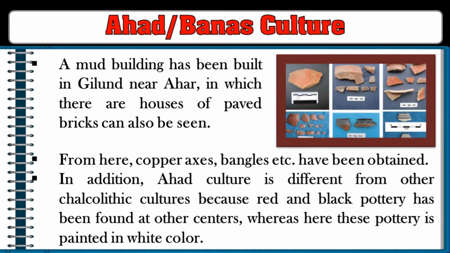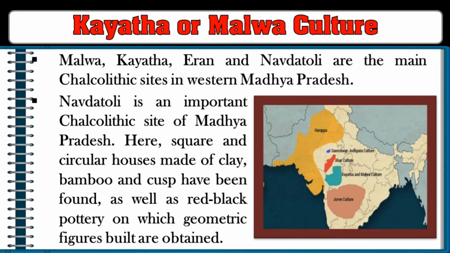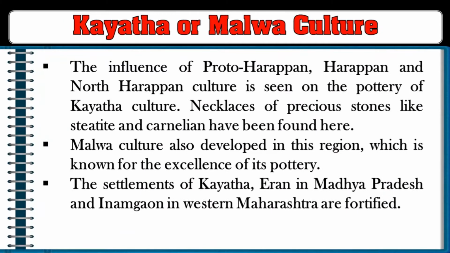Let us now talk about the copper culture developed in western Madhya Pradesh. Malwa, Kayatha, Eran and Navdatoli are the main Chalcolithic sites in western Madhya Pradesh. Navdatoli is an important Chalcolithic site of Madhya Pradesh. Here, square and circular houses made of clay, bamboo and thatch have been found, as well as red-black pottery on which geometric figures are made. The influence of Proto-Harappan, Harappan and Post-Harappan culture is seen on the pottery of Kayatha culture. Necklaces of precious stones like steatite and carnelian have been found here. Malwa culture also developed in this region, which is known for the excellence of its pottery. The settlements of Kayatha and Eran in Madhya Pradesh and Inamgaon in western Maharashtra are fortified.